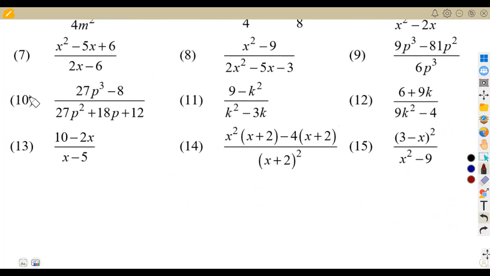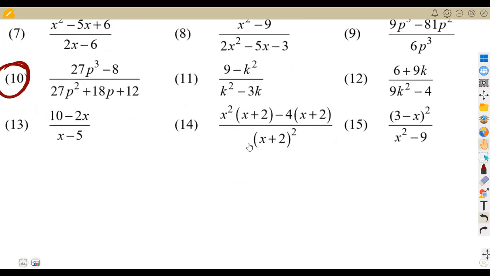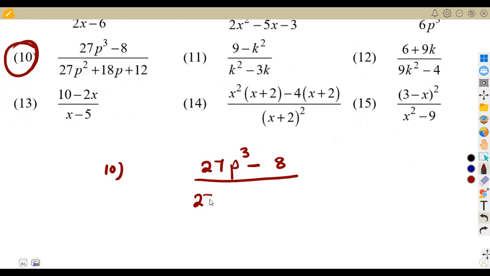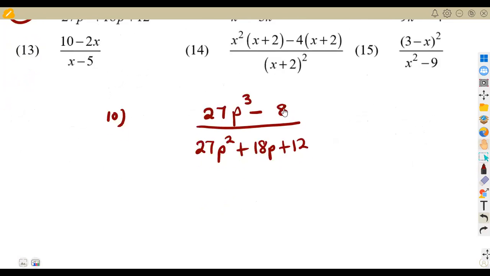All right, let us check what we have on question number 10, because we've got a different scenario of factorization there. We are given on question number 10: 27p to the exponent of 3 minus 8, over 27p to the exponent of 2 plus 18p plus 12. This is what we're given.